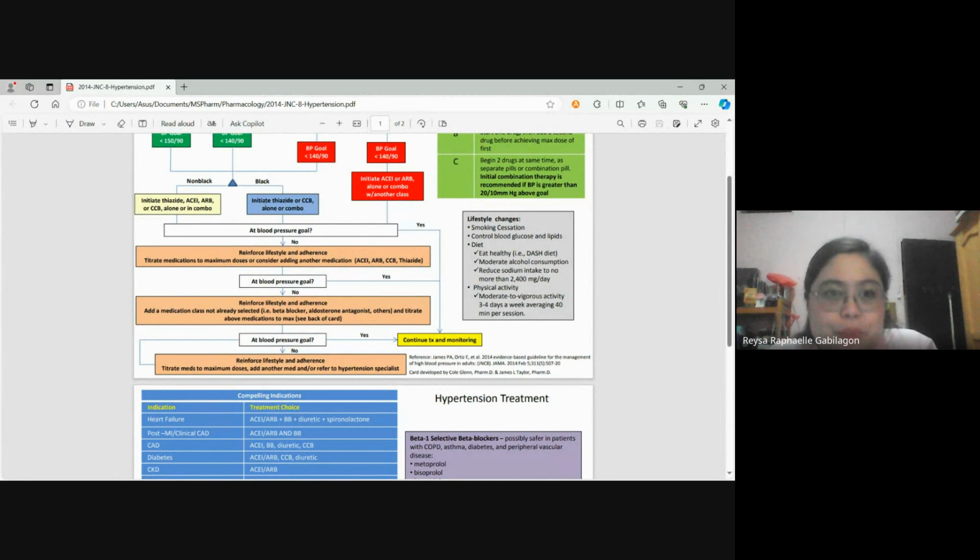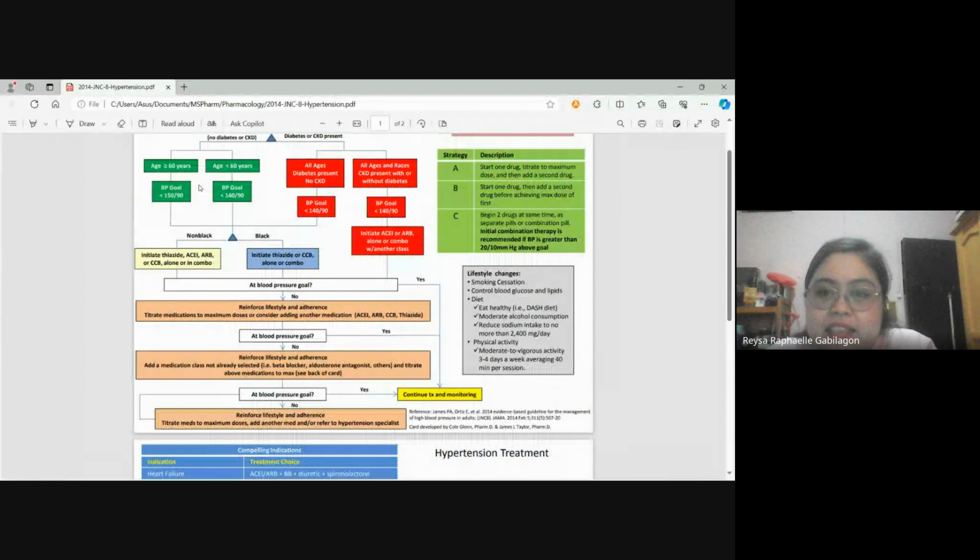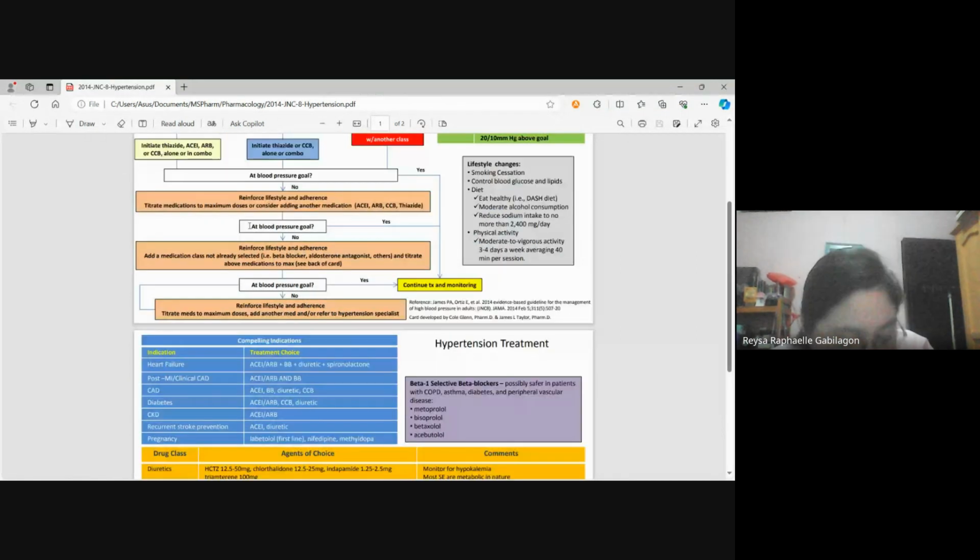So if black, initiate thiazide or CCB, alone or in combination. So if we achieve the blood pressure goal indicated above, just continue the treatment and just monitor the patient. If not, let's reinforce lifestyle and medication adherence, or we may titrate the medication to its maximum dose or we may consider addition of another medication. So it may be another ACE inhibitor, an ARB, a CCB, or a thiazide diuretic.